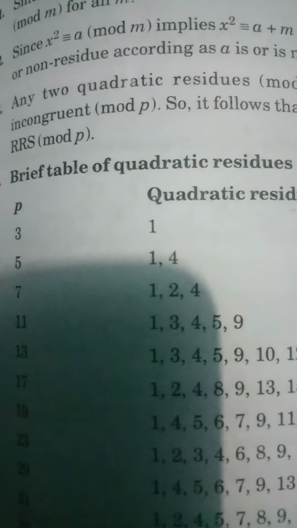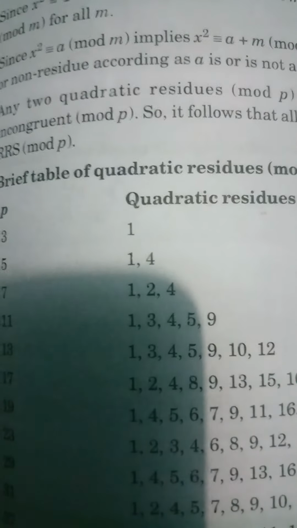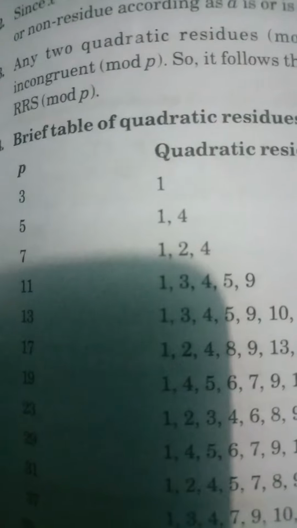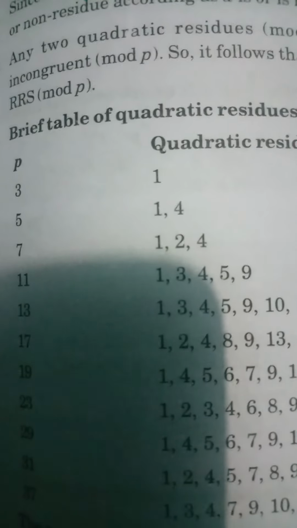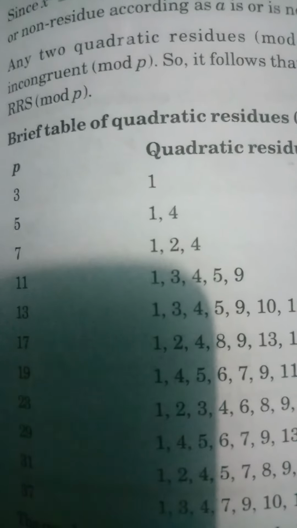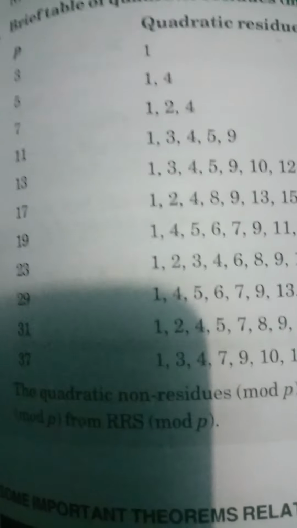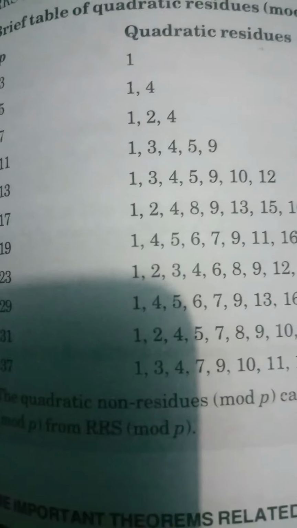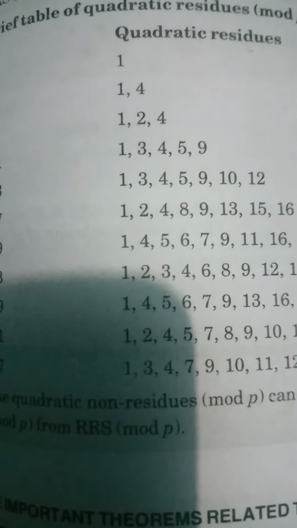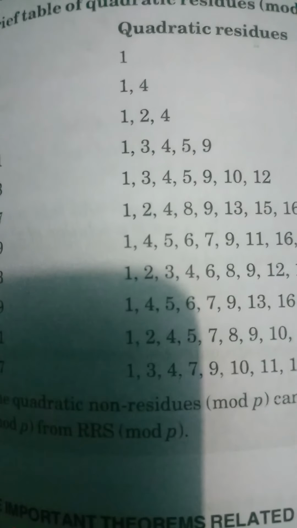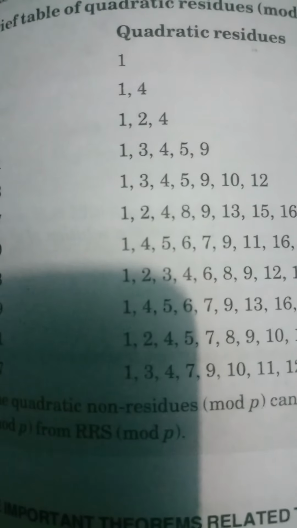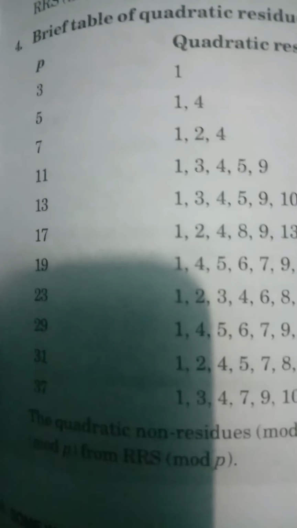कहता है ब्रीफ टेबल ऑफ क्वाड्रेटिक रेजिड्यूज मोड p. जैसे p है 3 है तो क्वाड्रेटिक रेजिड्यूज 1 होगा, 5 है 1 4 होगा, 7 है 1 2 4 होगा, 11 है 1 3 4 5 9, 13 है तो 1 3 4 5 9 10 12, 11 नहीं आएगा.